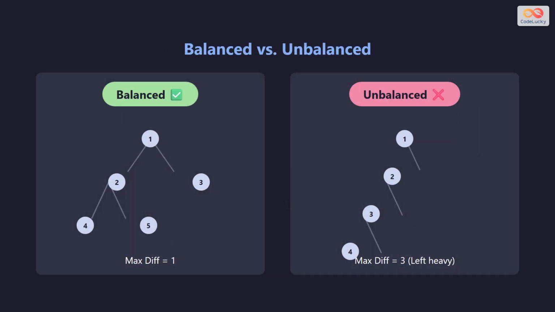Let's look at some examples. On the left, we have a balanced tree. Notice how no branch is significantly longer than the others. On the right, we have an unbalanced tree. It is leaning heavily to the left. The difference in height at the root is greater than 1, violating our condition.